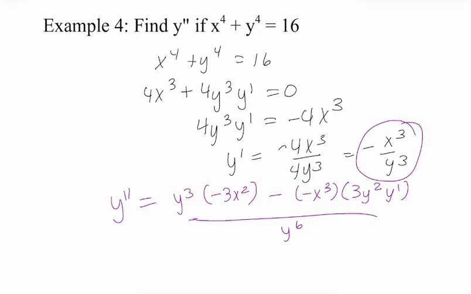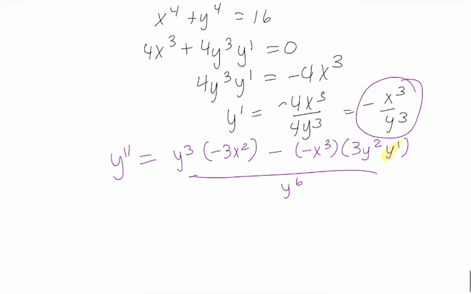Okay, here's the problem with that. The second derivative should not contain any primes in it. It needs just x's and y's. But what did we find that y prime was? Negative x cubed over y cubed. So we can just take that negative x cubed over y cubed and plop it in there. So let's do that.